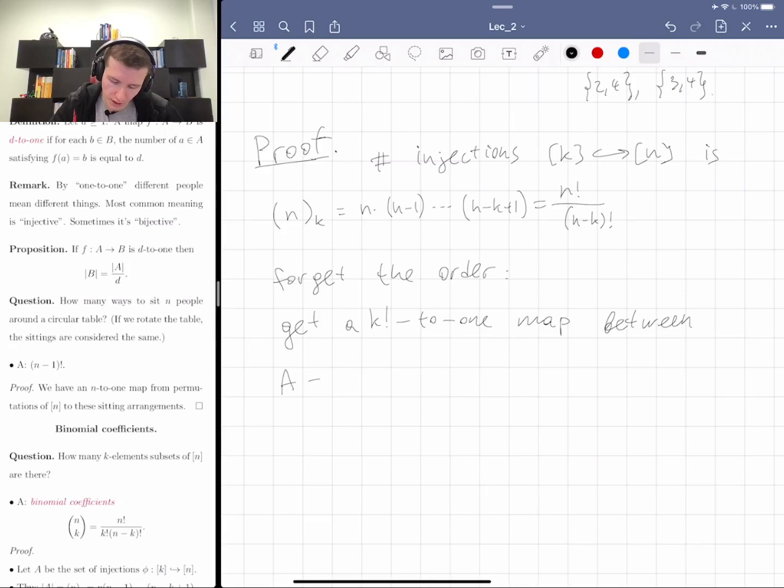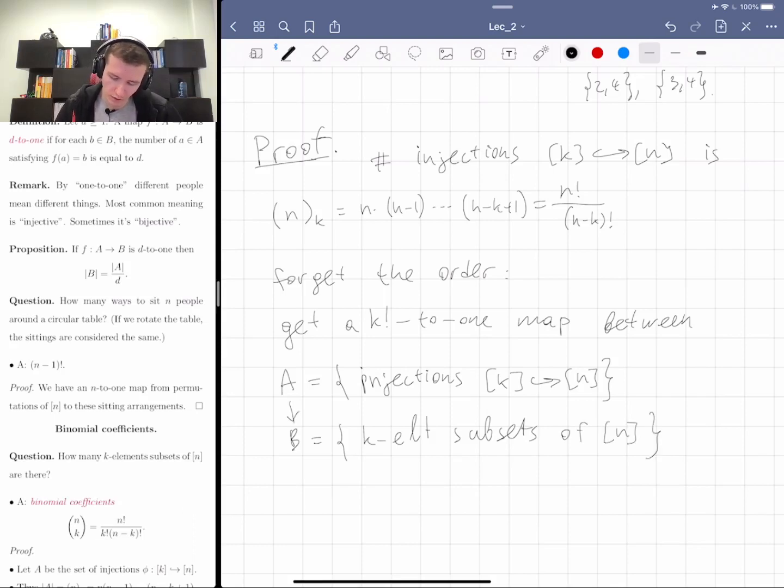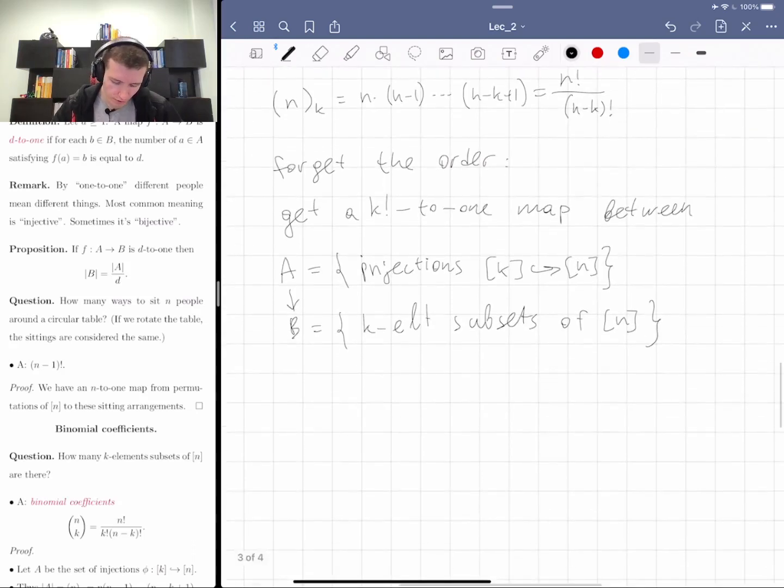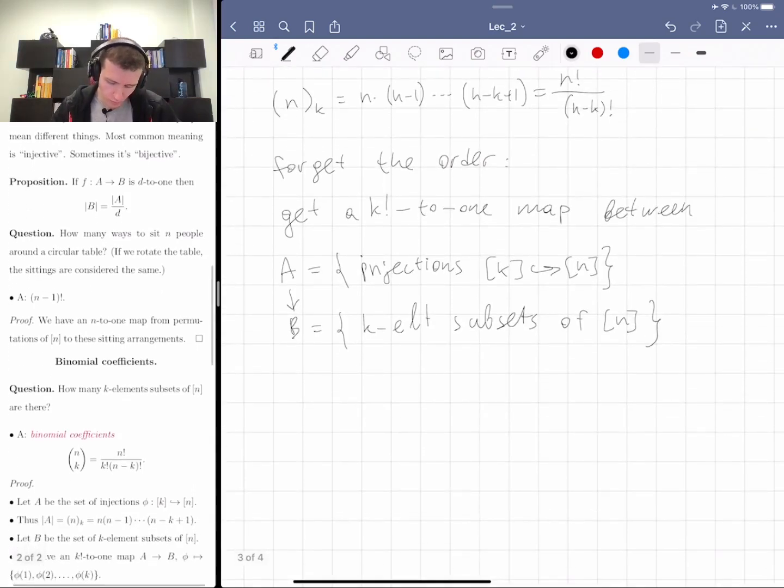A is the set of all injections from bracket k into bracket n, and B is the set of all k-element subsets of bracket n. So the map from A to B, which consists of forgetting the order, is k factorial to 1.